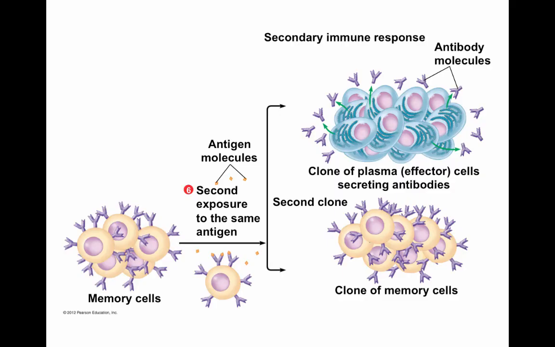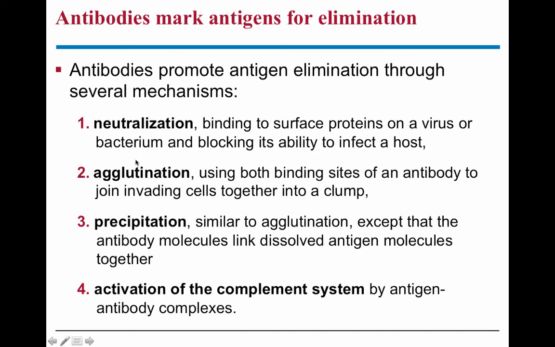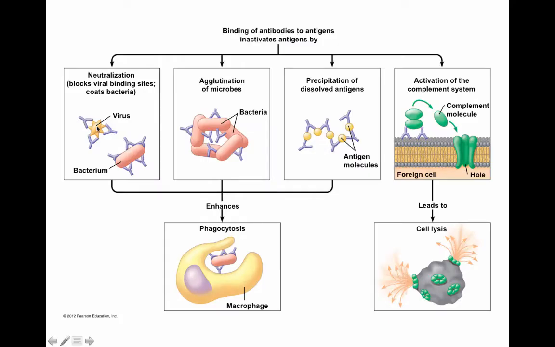We said the job of these effector cells is to make all of these antibodies, but what are they doing? These antibodies can actually promote elimination of this antigen through several different mechanisms. I'm going to show you them in this illustration. And so what you see here is neutralization. This is when the antibody binding makes a coat on the outside of the virus or the bacterium that's invading. This actually neutralizes the virus or bacteria.